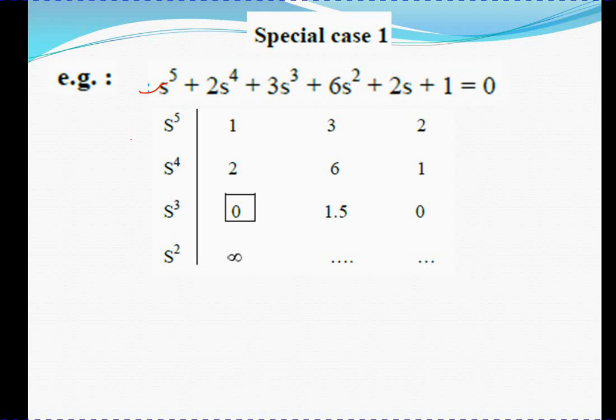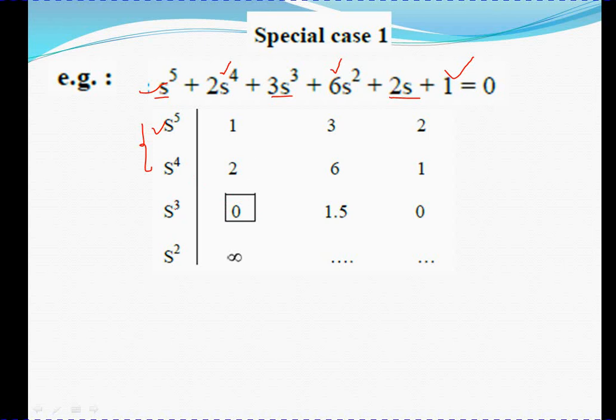Here the highest power of s is s^5, and the coefficients are formed using the first term coefficient, that is 1, similarly the third term, which is 3, and the fifth one, which is 2. Similarly the next row will be s^4, where the coefficients are for the even terms: 2, then 6, and then 1. After forming the first two rows, we need to calculate the remaining rows.